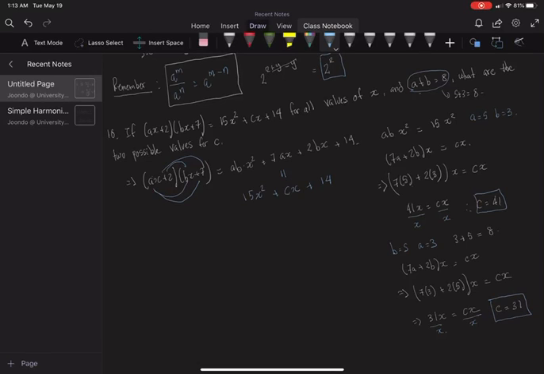So the two possible values of c are c equals 31 and c equals 41.